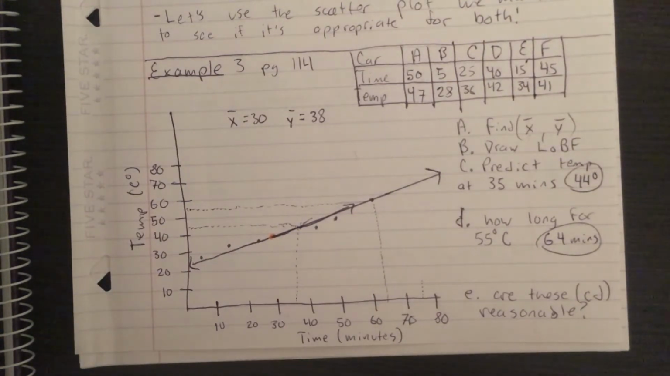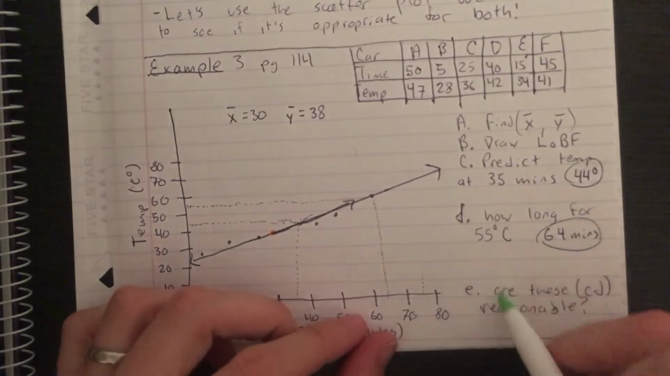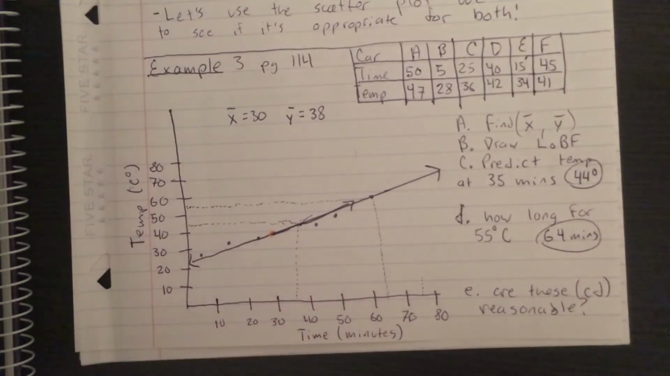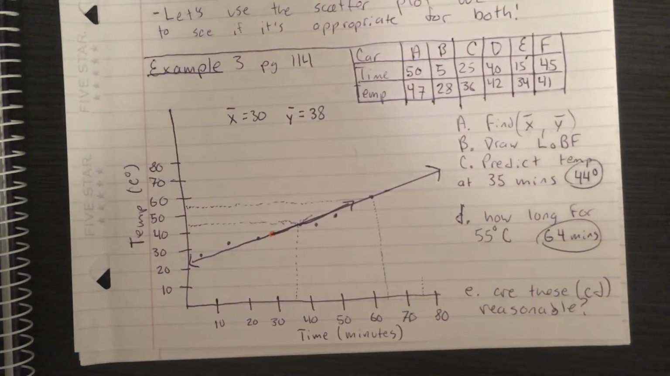So you just need to give it your best shot for these, because we won't be doing a ton of line of best fit by hand in this class. The last thing that we want to talk about is, are the predictions we made on C and D reasonable? So think to yourself for a second, which one of those is more than likely to be reasonable?